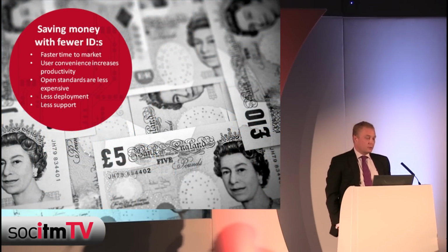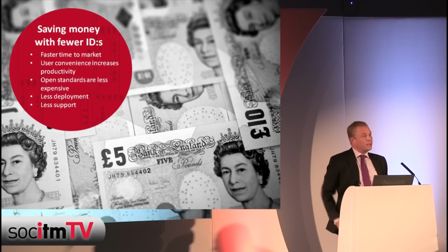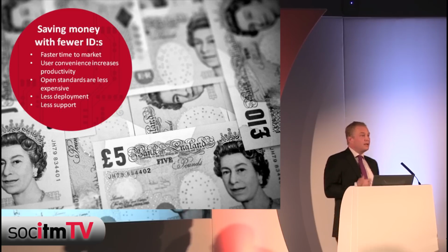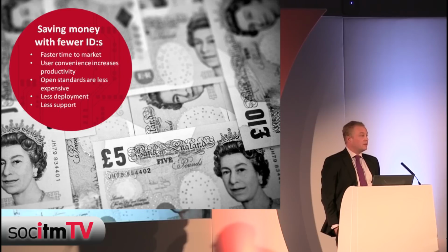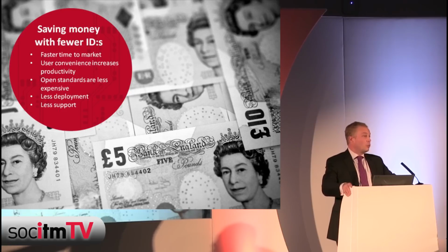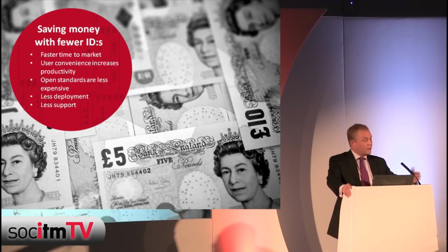And what's the advantage of this? Well, basically it means if we want to deliver digital by default, if we want to deliver new services, we need to be able to be faster to market, deliver those services faster. And if we need to reinvent the wheel for identity every single time, that's just time consuming, that's inefficient. So this is faster time to market. User convenience does increase productivity. It means that you can go across multiple services in government without the need to re-log in every single time. Open standards are less expensive.